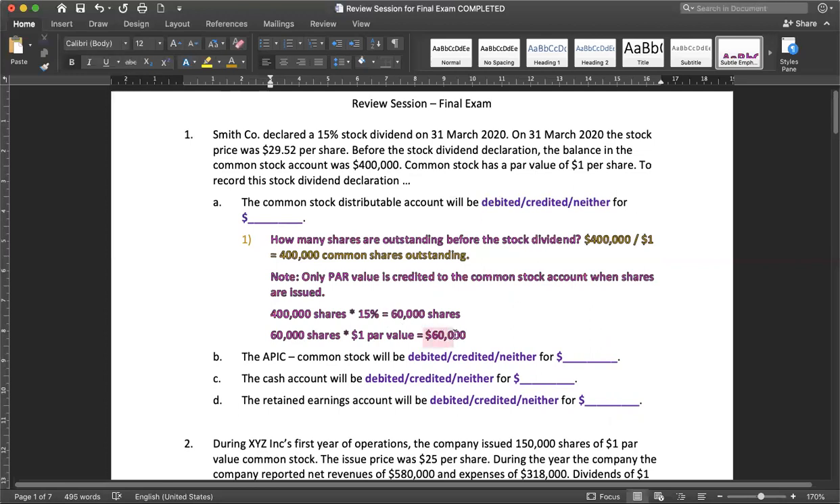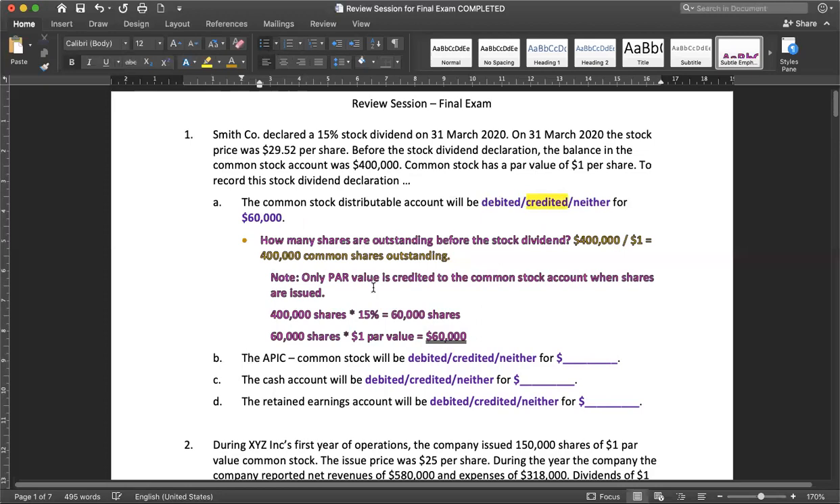And this is the amount that is going to be credited to the common stock distributable account. So in this case here, the correct answer is the common stock distributable account will be credited for $60,000. All right, any questions? Okay, let's move on then to the next part of the problem.